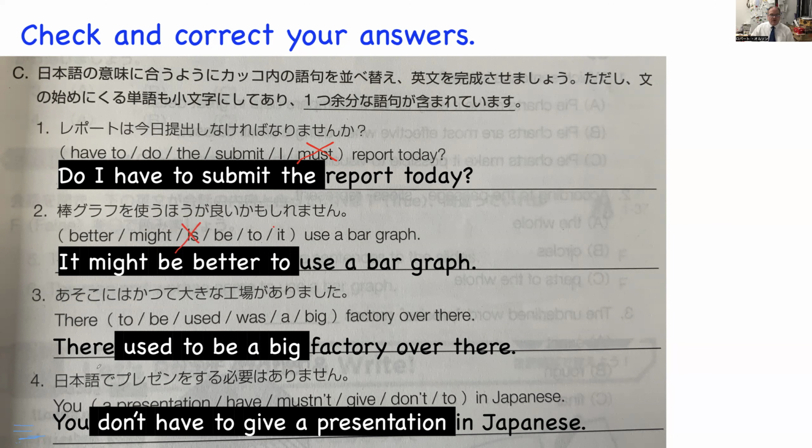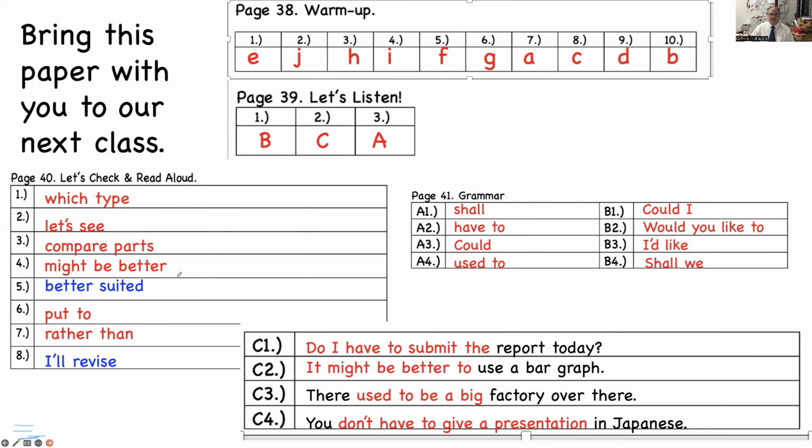And number 3, there used to be a big factory over there. You don't need to use was. And then, you don't have to give a presentation in Japanese. You don't need to use mustn't. That's it. So all of your answers should look like this.